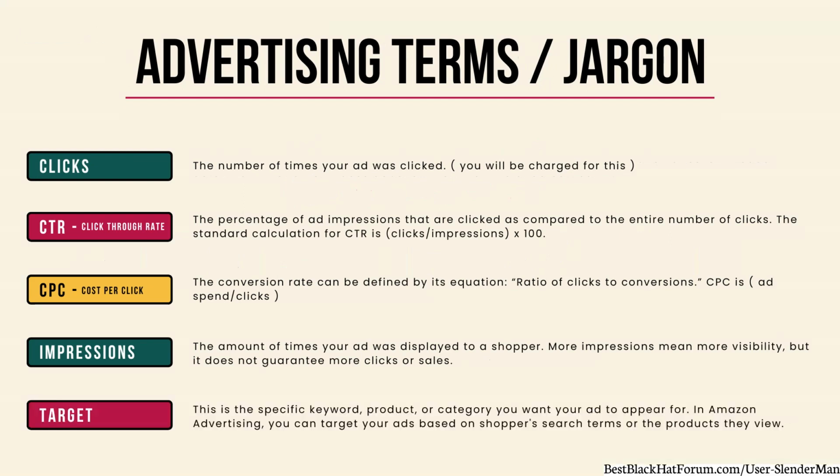Target. This is the specific keyword, product, or category you want your ad to appear for. In Amazon advertising, you can target your ads based on shoppers' search terms or the products they view.